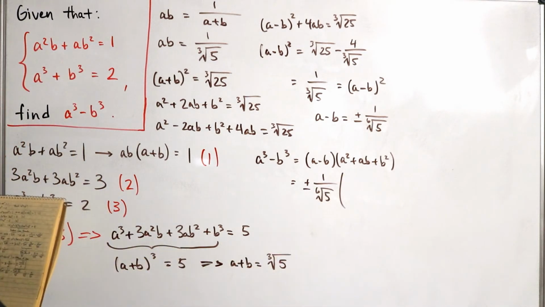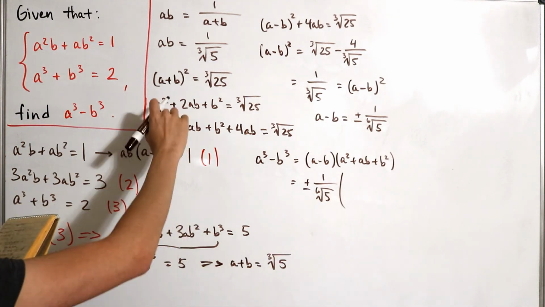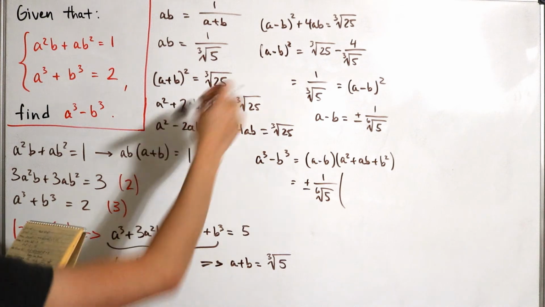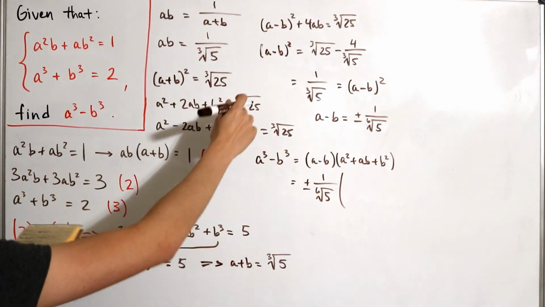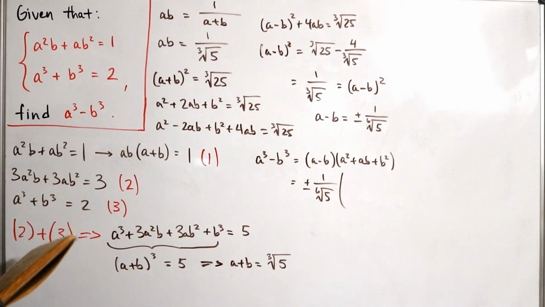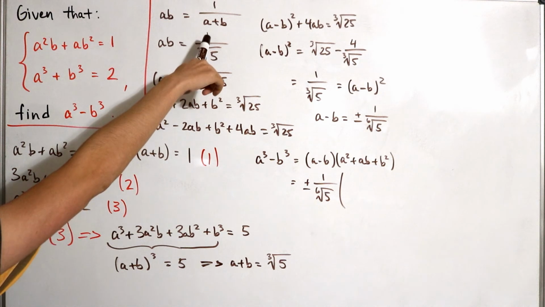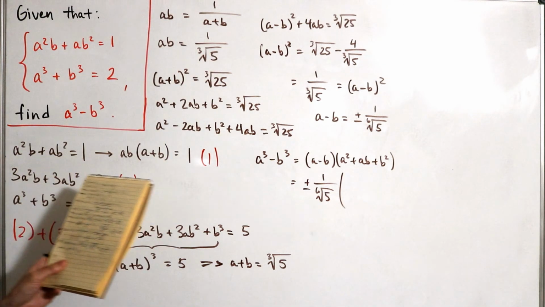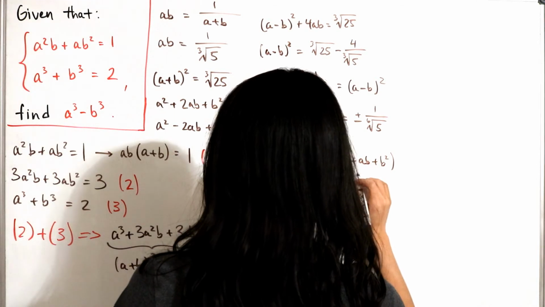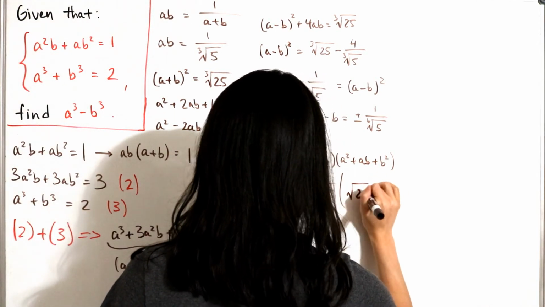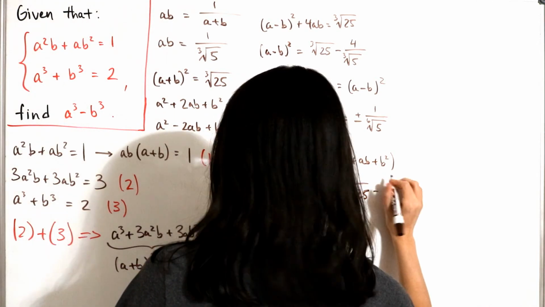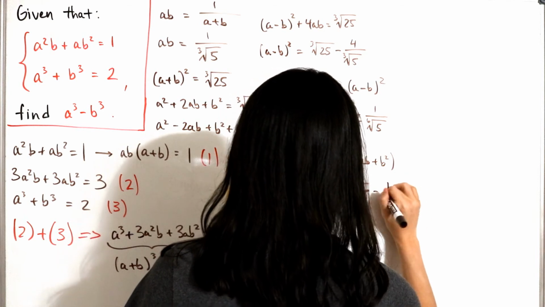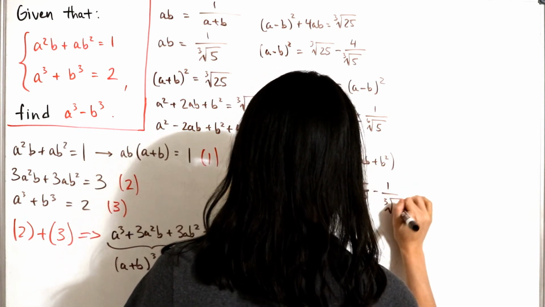So what are we supposed to do from here? Well, you'll notice that we have an a squared minus 2ab plus b squared. We said that that's equal to the cube root of 25, but we can also subtract a quantity of ab, which we said was 1 divided by the cube root of 5. So I'll just substitute that back in. So we have cube root of 25 in here, then we subtract 1 divided by the cube root of 5.